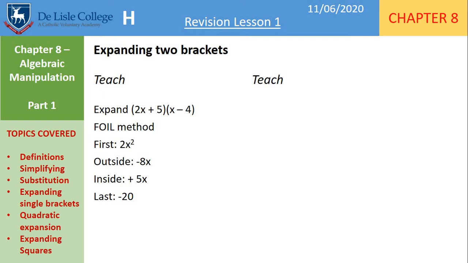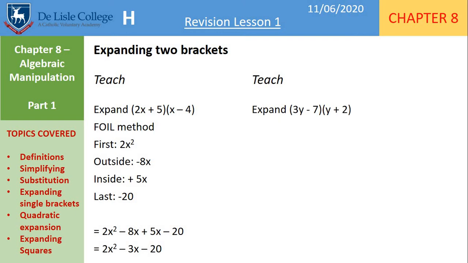Now you don't have to write it out like this. Those words, the first, outside, inside and last, are things that you can say to yourself in your head as you work it out, and you could just write down your answer like this. 2x squared take away 8x plus 5x take away 20. You're more than welcome to write down each bit if that is what is going to help you get this accurate. And then finally we need to collect our like terms. So that simplifies to 2x squared take away 3x take away 20.